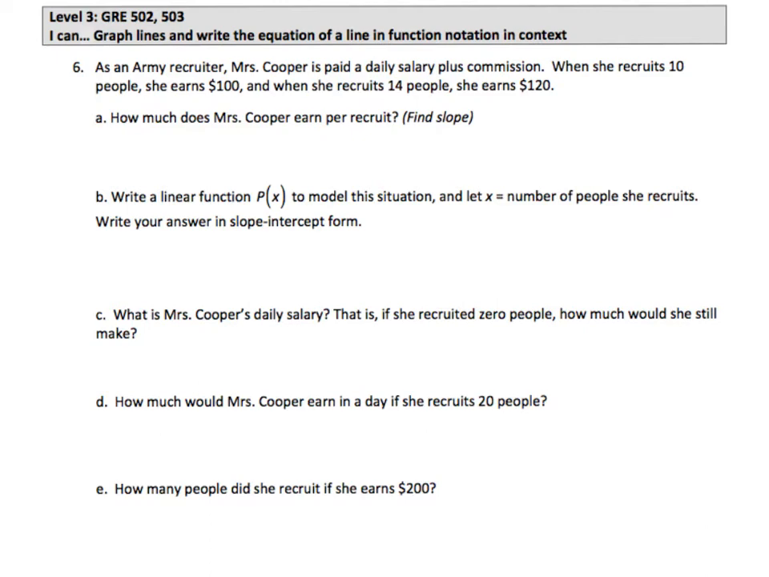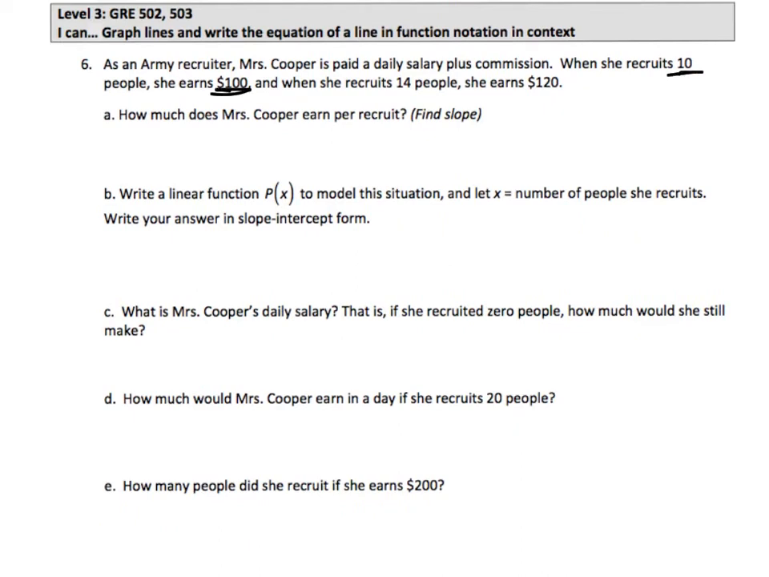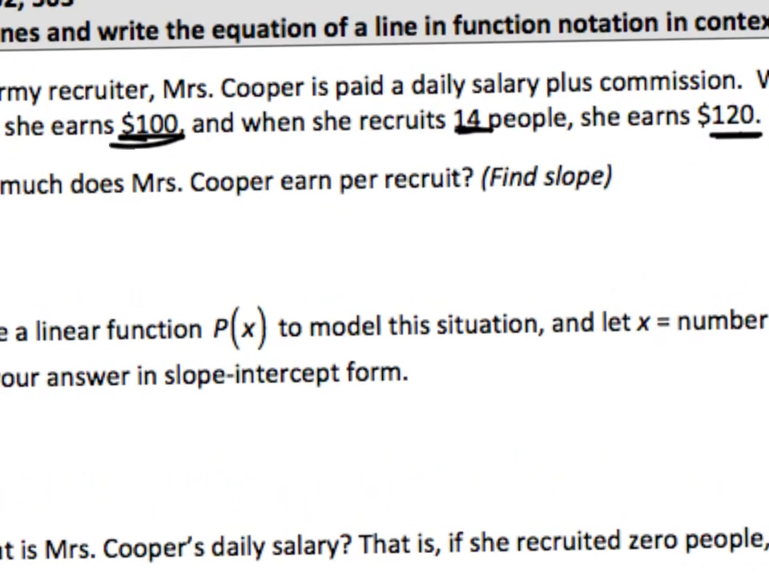So what this is asking is, I know that she earns $100 for 10 recruits. So you're probably thinking, oh, she earns $10 for every recruit. But then if you look at this, $120 for 14 people, that doesn't add up if she earns $10 per recruit. So what we want to find is what's called the average rate of change. So what is the average Mrs. Cooper earns when she recruits?